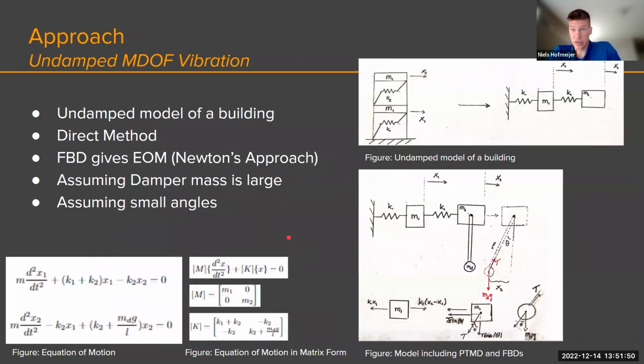First, we consider an undamped case, a 2 degree of freedom system, and we can solve this by a direct method and by drawing the free body diagram. This gives us the equation of motion, which is shown here on the bottom left. Assuming that the damper mass is very large and that there are small angles, it can be put in the matrix form over here.